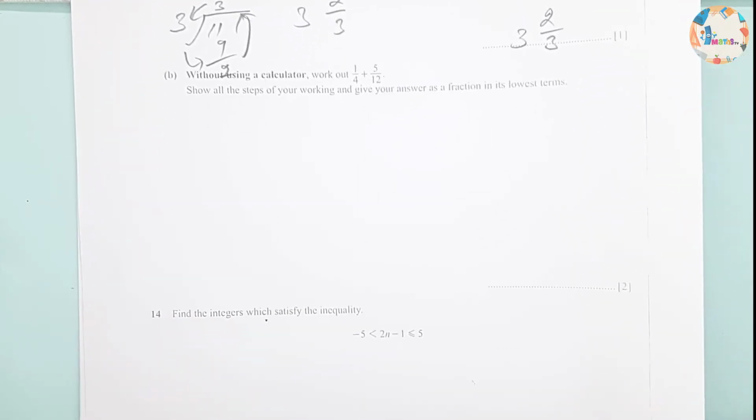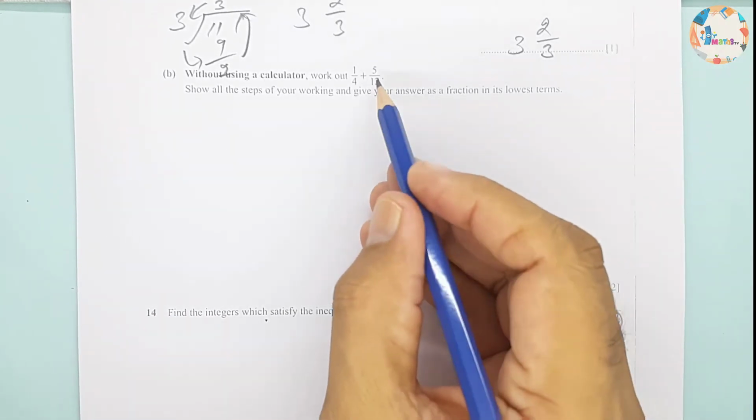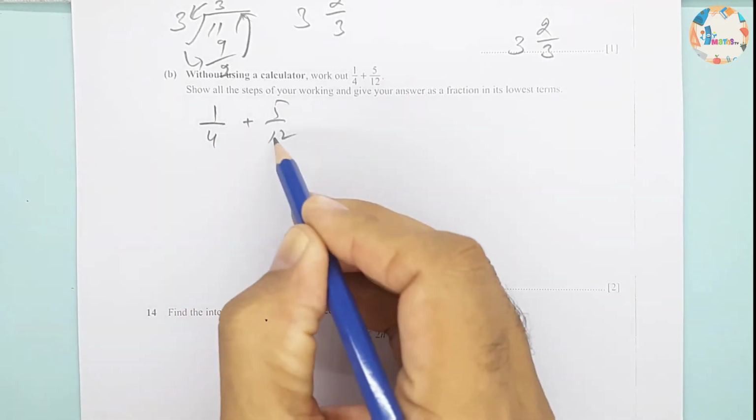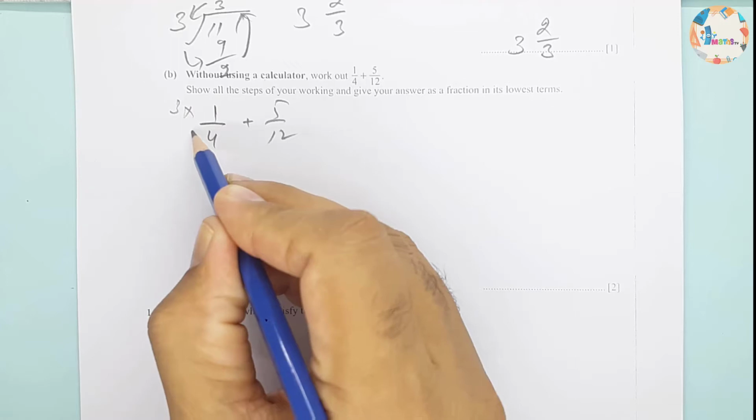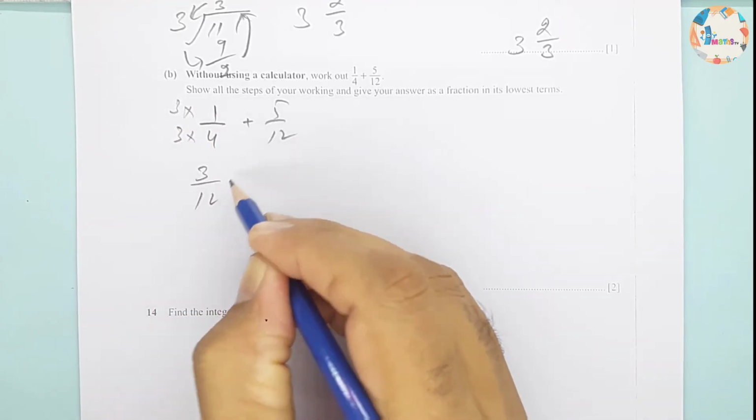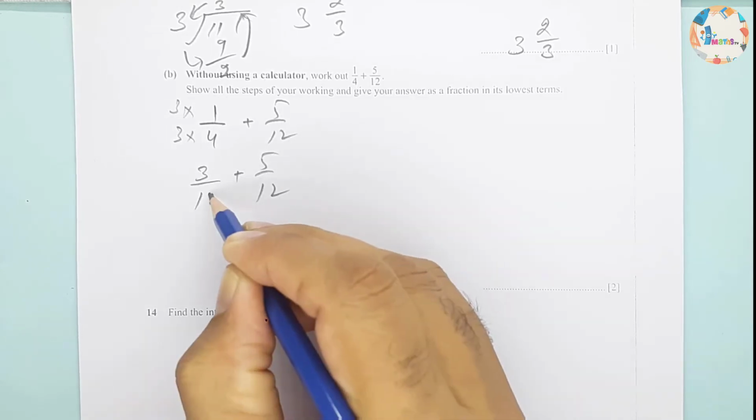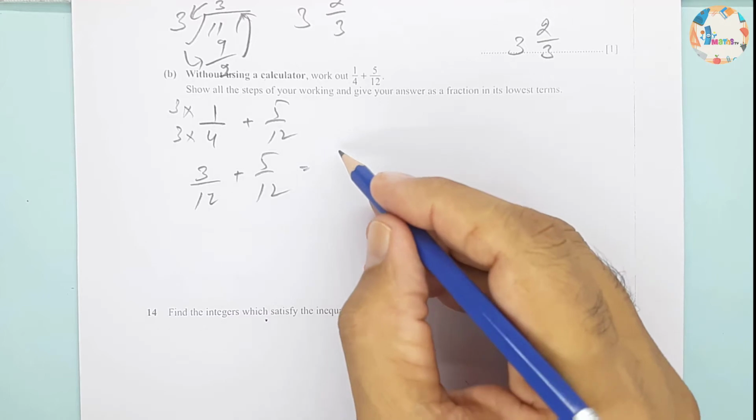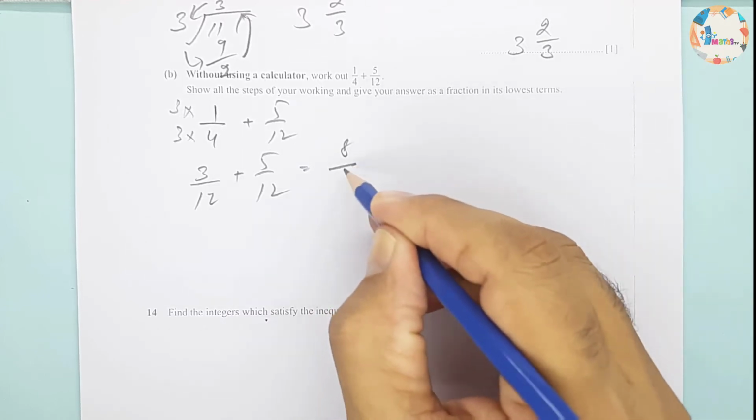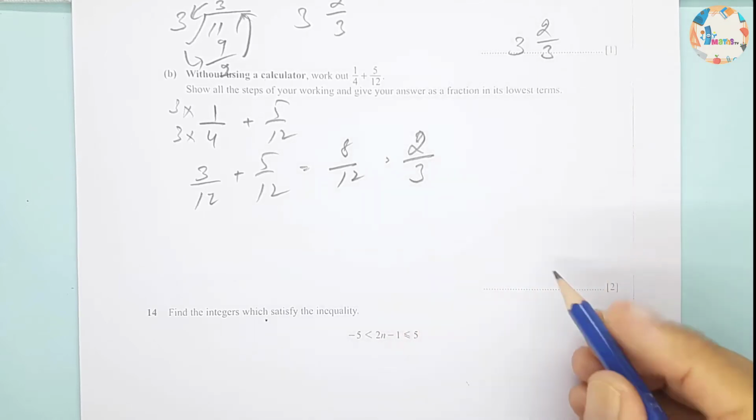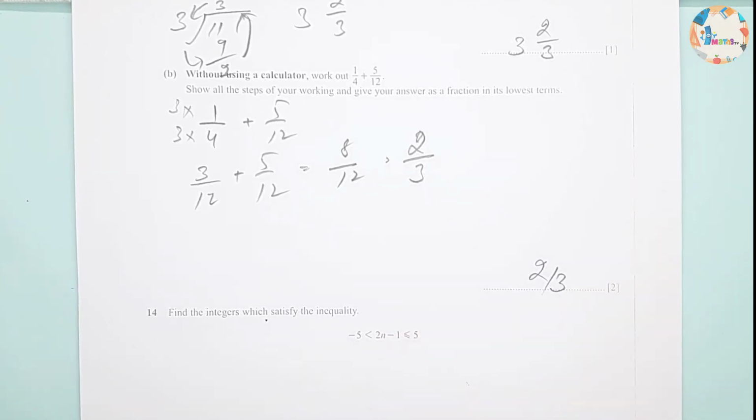Without using a calculator, work out 1 by 4 plus 5 by 12. So 1 by 4 plus 5 by 12. Equalizing the denominator, we'll have to multiply by 3 to equalize the denominator. So we'll get 3 over 12 plus 5 by 12. Now we will just add this because denominators are equal. So numerators we can just add. This will be 8 over 12, which can be simplified as 2 by 3. So our answer will be 2 by 3.